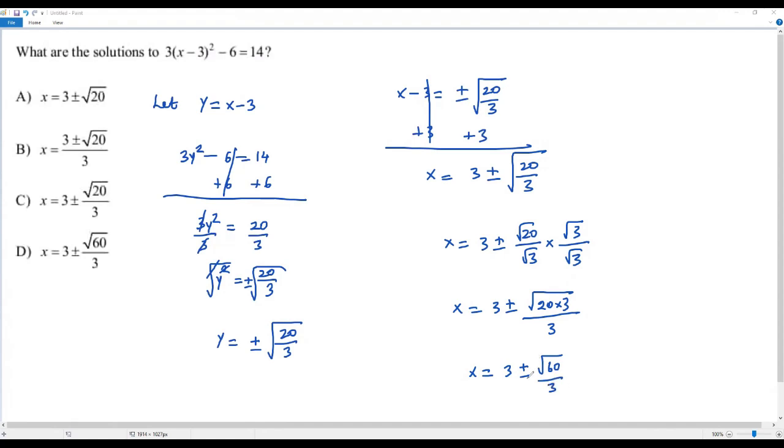That is 3 positive or negative square root of 60 divided by 3. I find this exactly in answer choice D. The correct answer choice for this question is D.